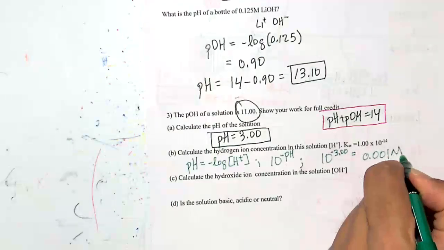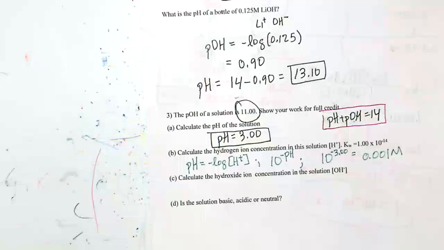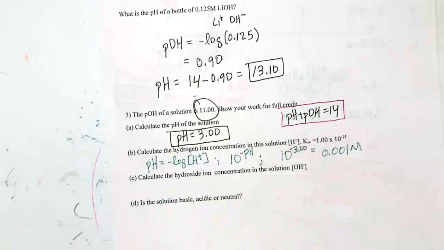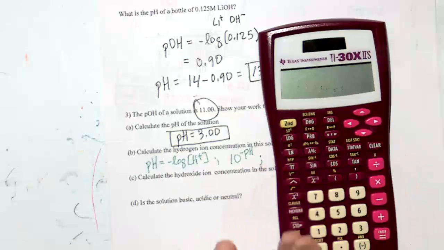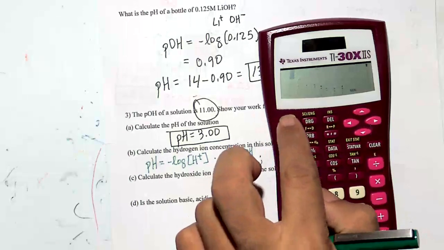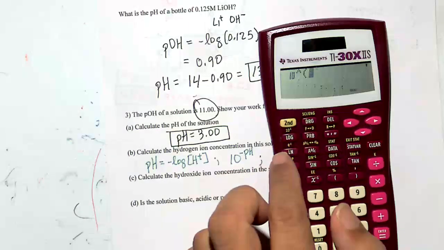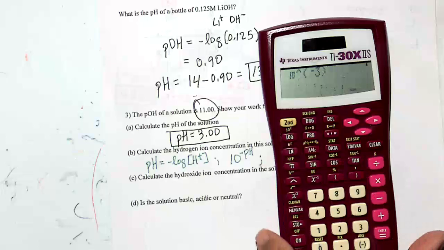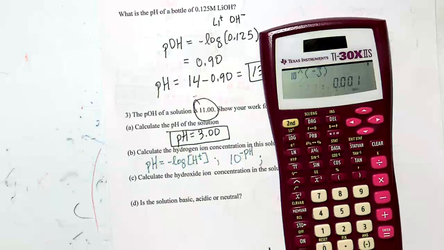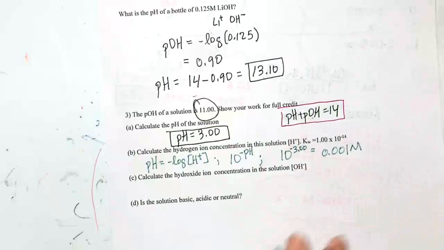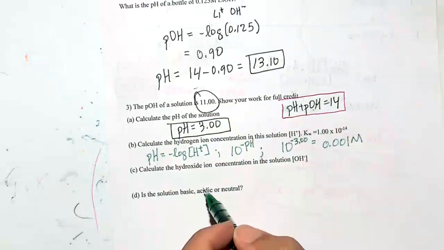We're going to put units here, right? If you don't put units, I will take off half a point or something. For the anti-log, you're going to take the second button and log, or the shift button and log, and then minus the pH. In this problem, the pH was 3, and you get 0.001. You want to put the units. Customary units are molar.